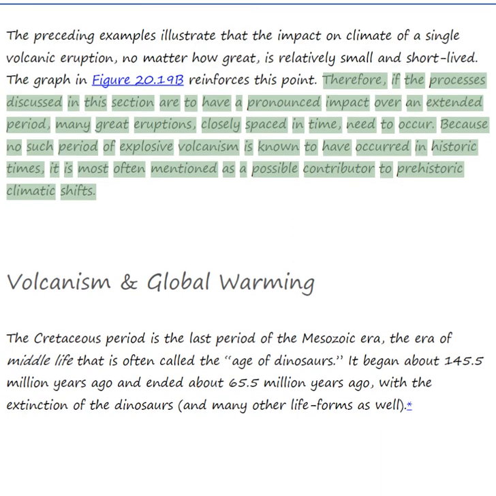Therefore, if the processes discussed in this section are to have a pronounced impact over an extended period, many great eruptions, closely spaced in time, need to occur. Because no such period of explosive volcanism is known to have occurred in historic times, it is most often mentioned as a possible contributor to prehistoric climatic shifts.